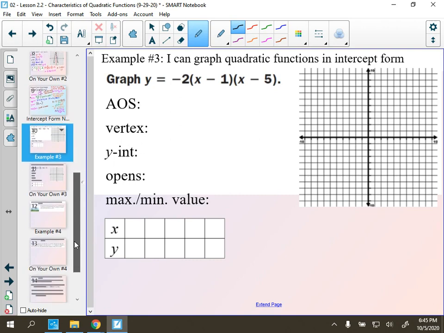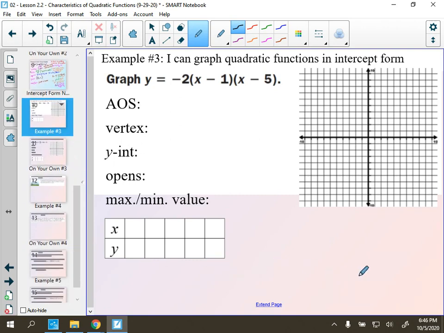All right, so here we go. Let's do our freebies like we've been doing. I can look at this and see a negative a value, so I know this is going to open down, which is going to give us a maximum value. Beyond that, I think I'm out of luck.